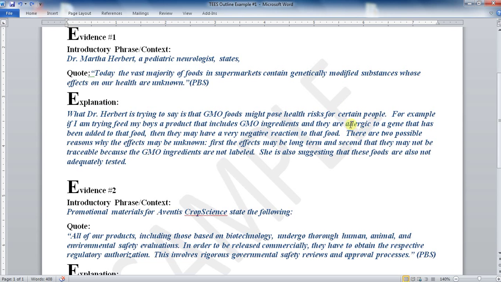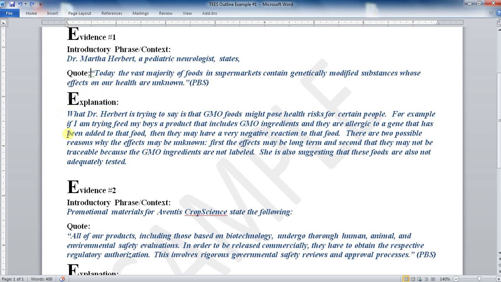For example, if I'm trying to feed my boys a product that includes GMO ingredients and they are allergic to a gene that has been added to that food, then they may have a very negative reaction to that food. There are two possible reasons why the effects may be unknown. First, the effects may be long-term, and second, they may not be traceable because the GMO ingredients are not labeled. She is also suggesting that these foods are not adequately tested.